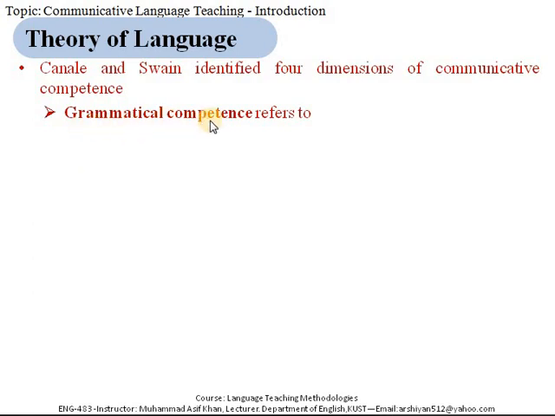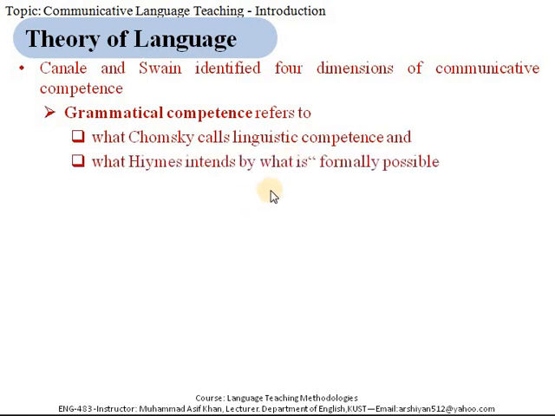So grammatical competence refers to what Chomsky calls linguistic competence, and what Hymes described as what is formally possible in a language, and it is the domain of the grammatical and lexical capacity of an individual. So for Chomsky, it is linguistic competence, and for Hymes, it is grammatical and lexical capability.